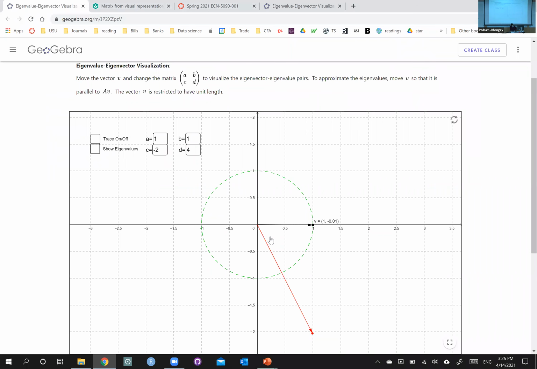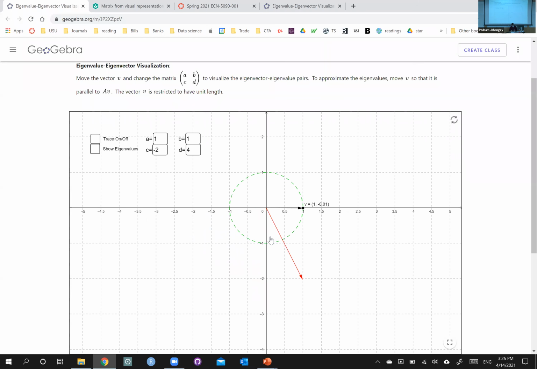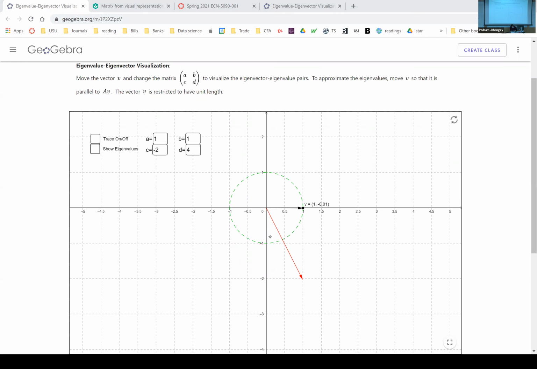Okay, so I think I cannot write on this one. Okay, let me see if I can write on this. Annotate. Okay, cool. All right.